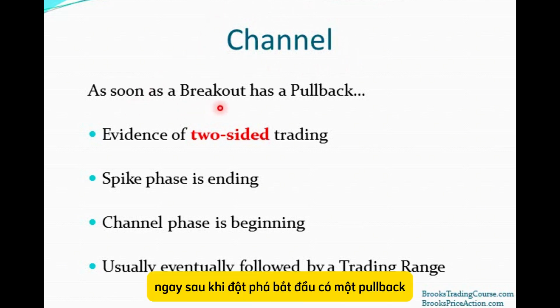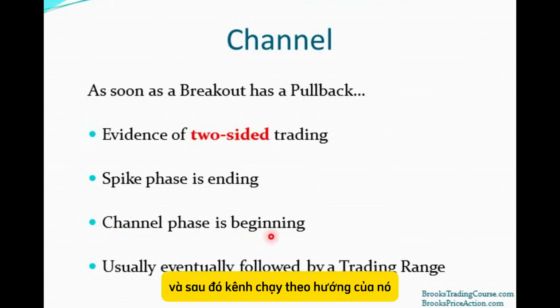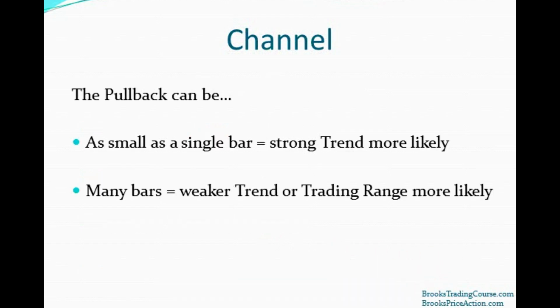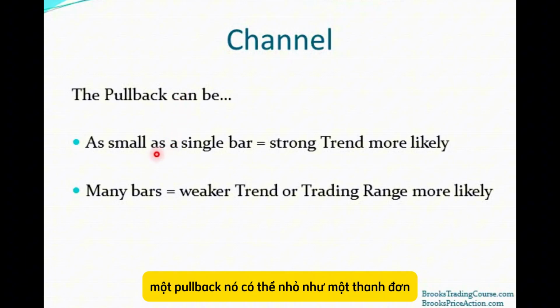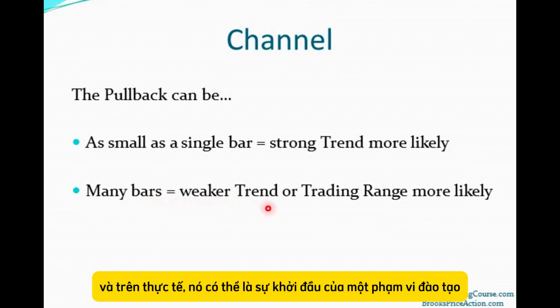Channel. As soon as the breakout begins to have a pullback, let's say you have a bull breakout, as soon as it starts to have a pullback, that's evidence of two-sided trading, and it's evidence that the spike phase is probably ending and the channel phase is beginning. And then the channel runs its course and evolves into a trading range. A pullback can be as small as a single bar, like in a very strong trend, or it can also contain many bars. And if it contains a lot of bars, the trend is weaker, and it may in fact be the start of a trading range.